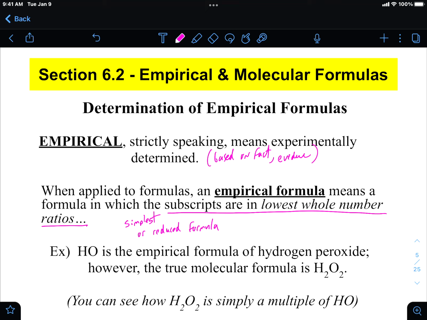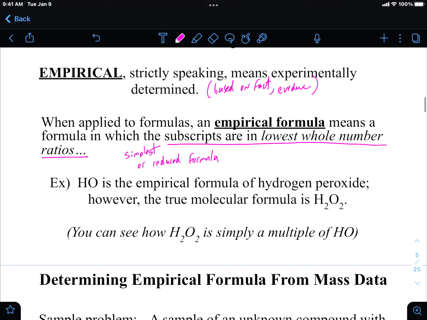Like instead of 4 and 2, it would be 2 and 1. Instead of 6 and 2, it would be 3 and 1. So, when we look at a formula for a compound like hydrogen peroxide, it is H2O2, but that is not the simplest ratio. The simplest ratio is HO. So therefore, HO is what we call the empirical formula. The H2O2 is actually what we call the molecular formula.